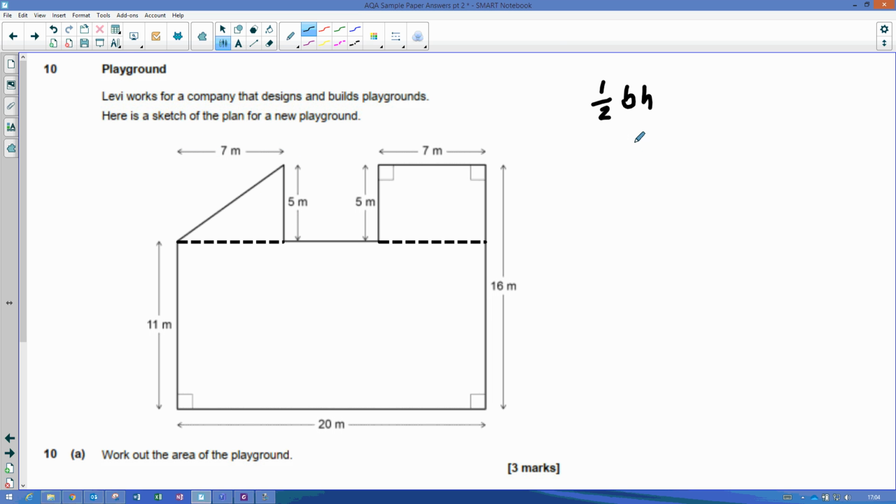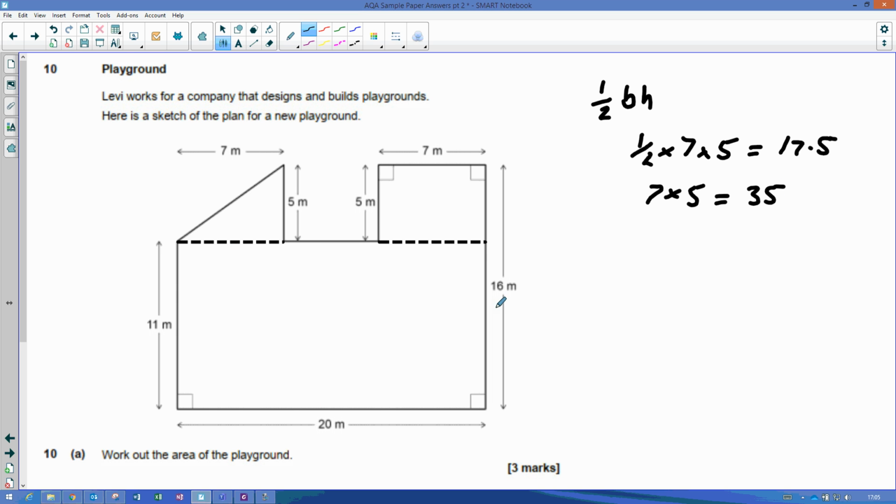So this is a half times 7 times 5. 7 5s are 35. Half of 35, 17.5. If you're struggling to do that in your head, it's a calculator paper. Don't be scared to use your calculator. Area of this rectangle, rectangles is just width times length, so that's 35.